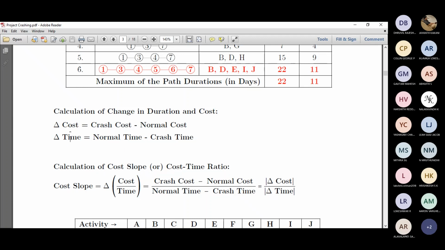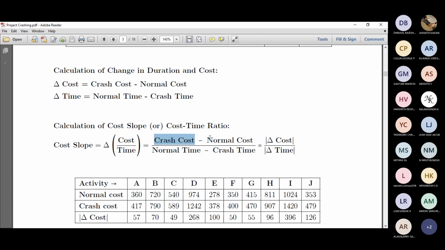It is called cost slope, right? It is called cost slope, which is crash cost minus normal cost divided by normal time minus crash time, or in other case, it is delta cost divided by delta time, right? So this cost slope is a very important entity in the project crashing. So kindly take a look at that. So that's very important. So it's a delta cost divided by delta time. So how far the difference in cost varied with difference in time. So that's what basically the cost slope.